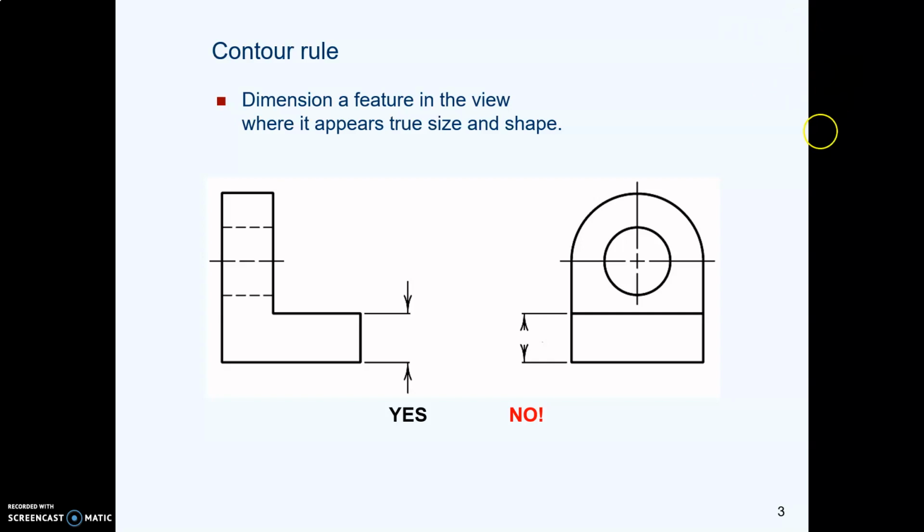Here's an L-shaped bracket. I think we saw this one last week. Here it is again. So L-shaped bracket, if you're going to dimension the thickness of this horizontal leg, you have to do it in this view where you actually see the leg, not in the side view. In the side view, all you see is a line, and you don't know what that is.